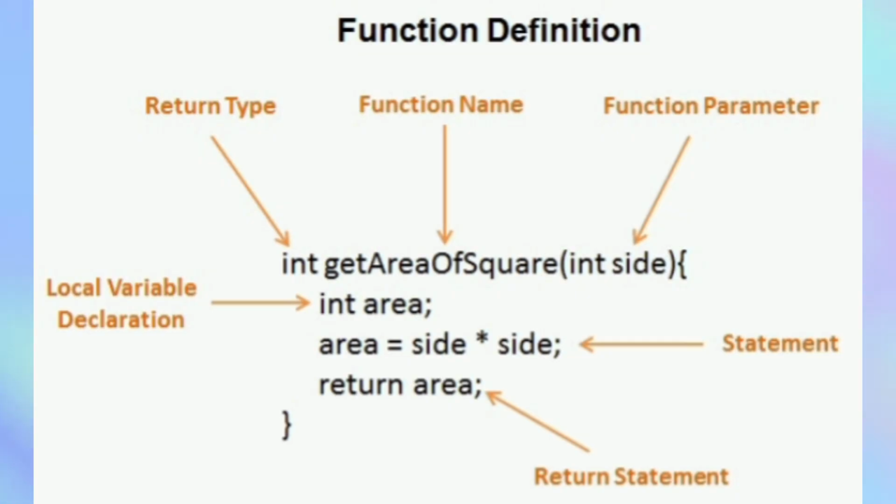Function definition: return type int, get_area_of_square is the function name, with a single parameter, int side. Local variable declaration: int area = side * side, then return area. It multiplies side into side and stores the value in the area variable.